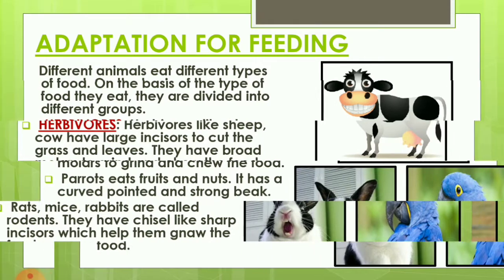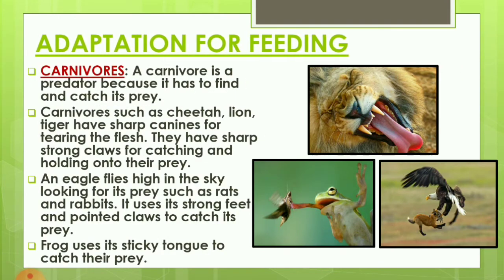Now we'll learn about the adaptations in carnivores. A carnivore is a predator because it has to find and catch its prey. Carnivores such as cheetah, lion, tiger have sharp canines for tearing the flesh. They have sharp, strong claws for catching and holding on to their prey.